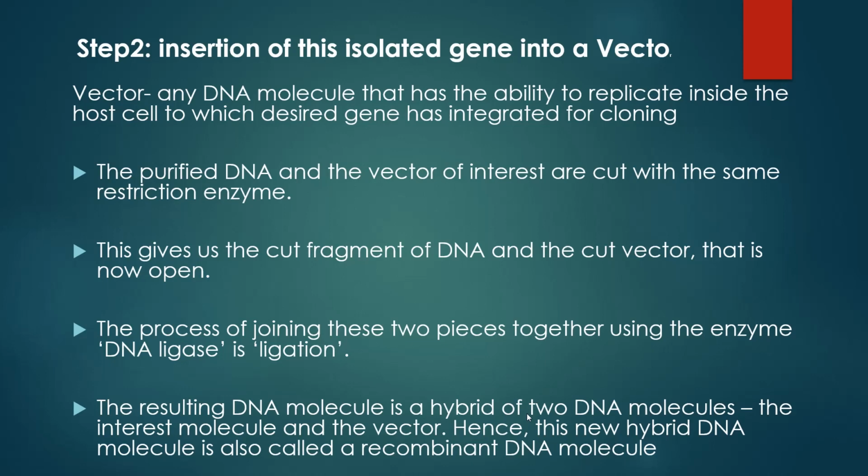This process is called ligation. After ligation, the resulting DNA molecule is a hybrid of two DNA molecules. One is from the desired gene and another one is the vector. So this new type of hybrid DNA molecule is called a recombinant DNA molecule. Why? Because recombinant means the recombination of two DNA fragments from two different species.